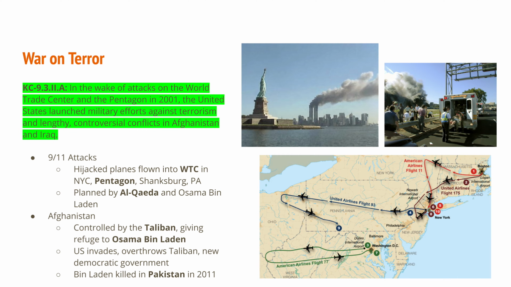Shortly after the attacks on the World Trade Center and the Pentagon, the United States goes to war against Afghanistan because Afghanistan was controlled by the Taliban, who were giving refuge to Osama bin Laden. The Taliban were a group that were at first fighting the Russians or the Soviets in the invasion of 1980, and then were able to take over control of the country after the Soviets took their troops home in 1988.